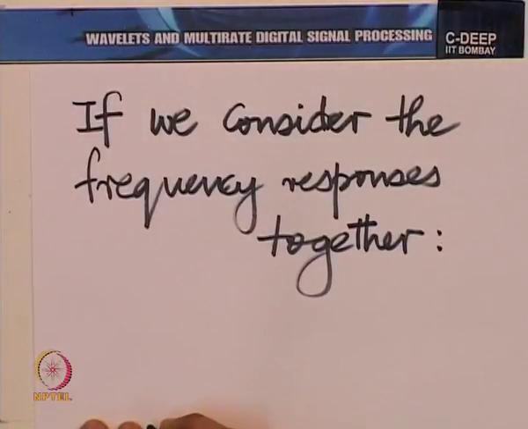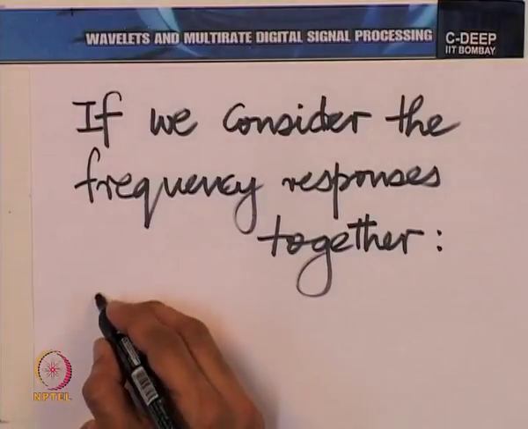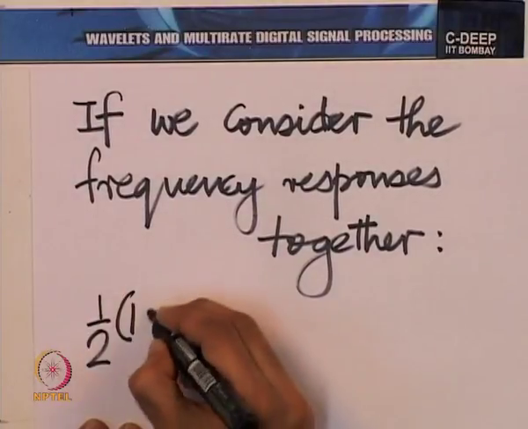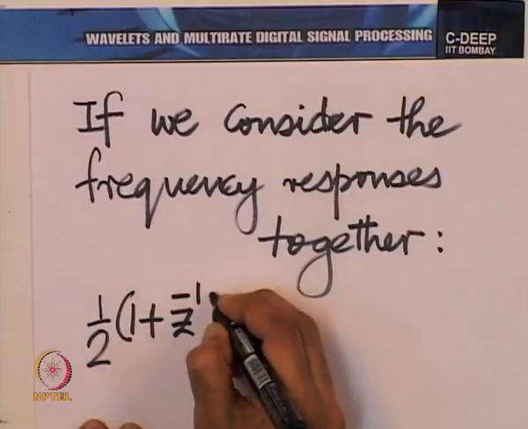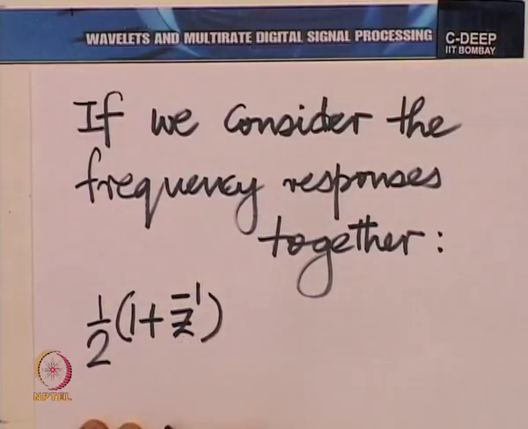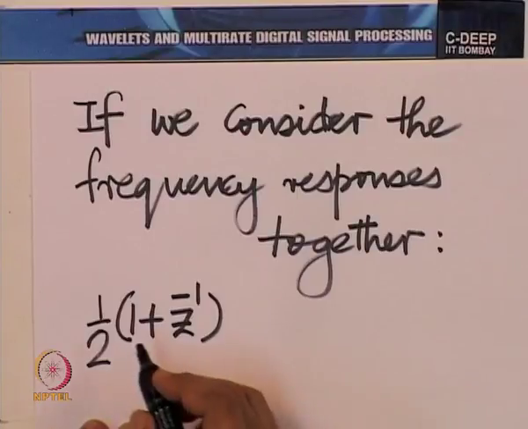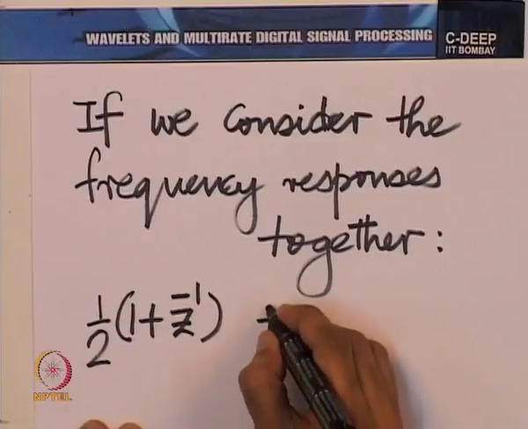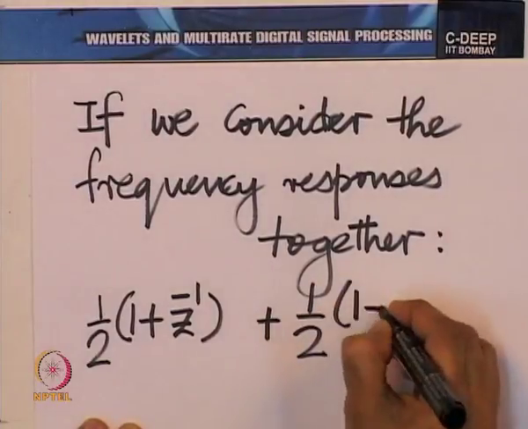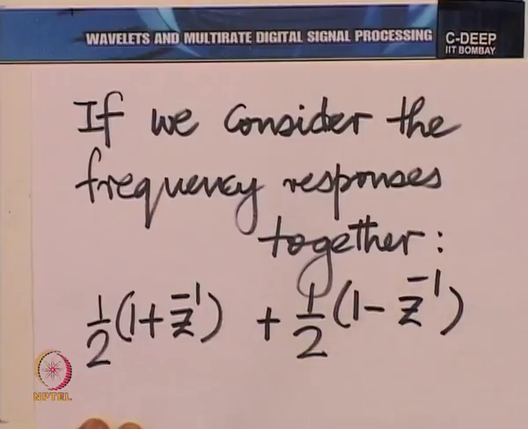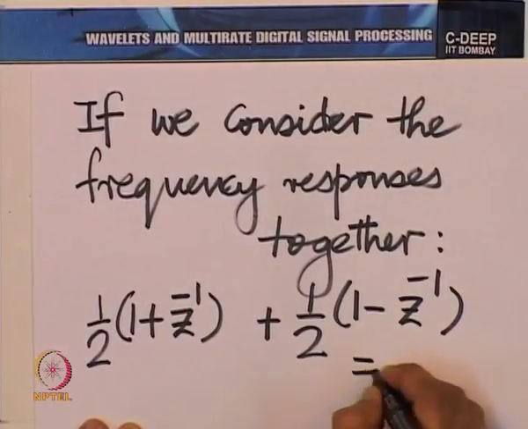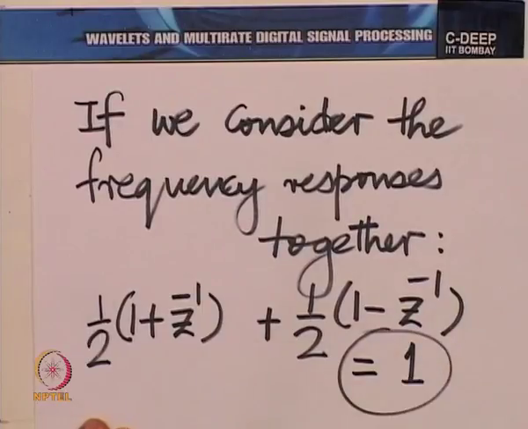A very interesting property emerges. You see, suppose we add them. So, suppose you take, I do not even need to substitute z equal to e raised to the power j omega. Let me keep it as it is. So, half into 1 plus z inverse plus half into 1 minus z inverse. It is very easy to see this is equal to 1. A very interesting consequence. What does it physically mean?